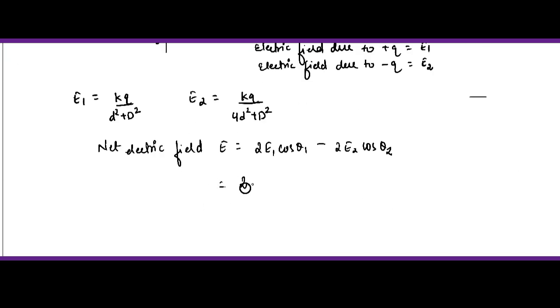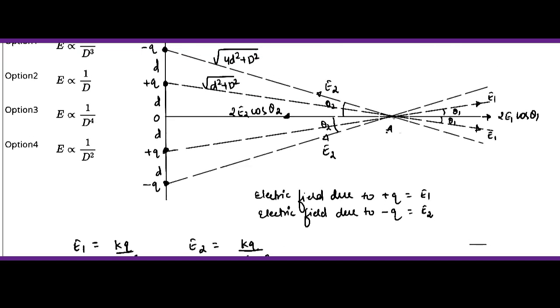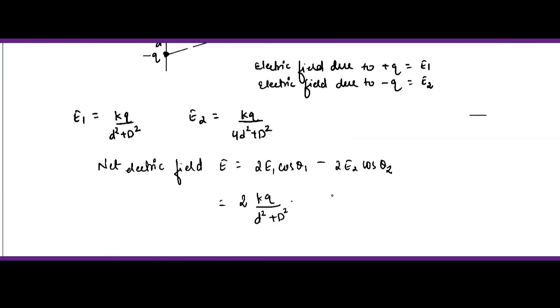Now from here we can write 2 E1, which we have calculated as kq upon d square plus D square, into cos theta 1. Look at the triangle for cos theta 1. What we can write from here, this angle is how much? Theta 1, correct? So cos theta is base by hypotenuse, base is capital D and hypotenuse is under root d square plus D square. So it will be capital D into under root of d square plus D square, minus 2 times E2, which is kq upon 4d square plus D square, into cos theta 2, which will be D upon under root of 4d square plus D square.